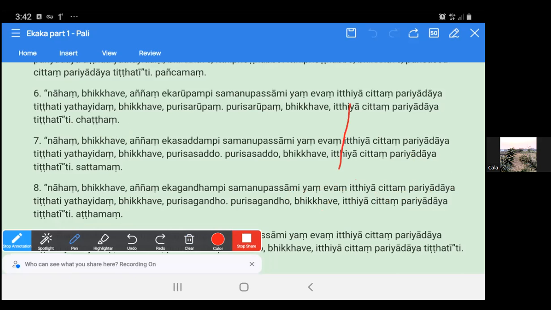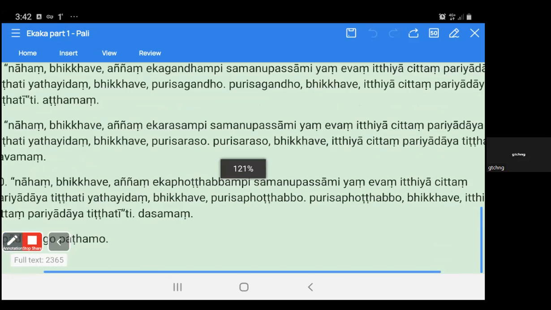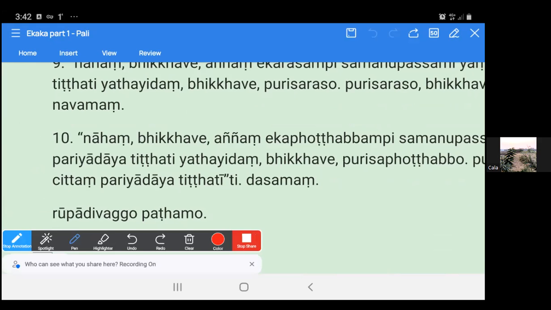So let's see, number 9 is Navamam. And number 10 is Dasa. So you have the Dasa Sila, the 10 precepts also. Okay? Dasa Sila, 10 precepts.